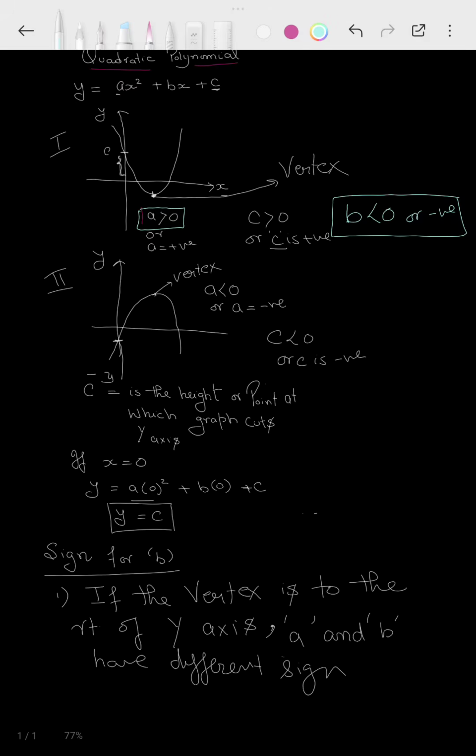Again, in the next part, let's see. Here we have A less than 0. So B will be greater than 0. So we have to just remember, if the vertex is to the right of the y-axis, then whatever the sign of A is, just change the sign and it will be the sign for B. Okay.